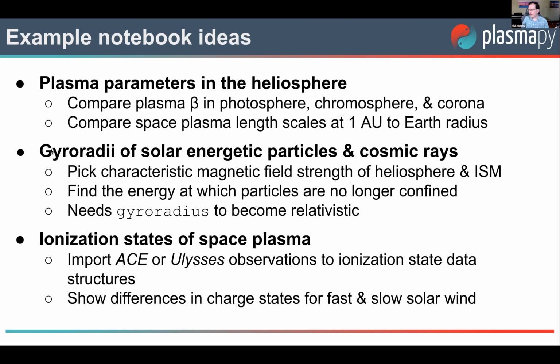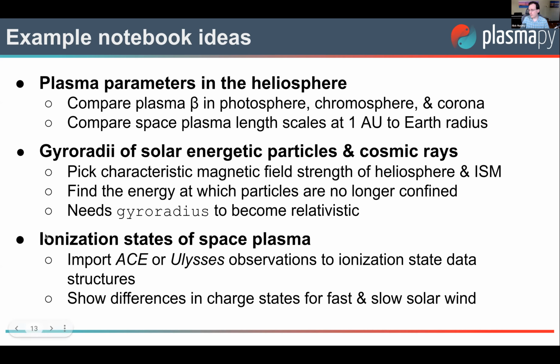One other one which I'd like to do would be to calculate the gyroradii of solar energetic particles in cosmic rays. If we take a characteristic magnetic field strength of the heliosphere or interstellar medium, we can plot the gyroradius and see where it ends up being comparable to the size of the heliosphere or the ISM. At that point, the particles will be no longer confined. But one development aspect that needs to be completed, which we should be working on soon, is making gyroradius relativistic.